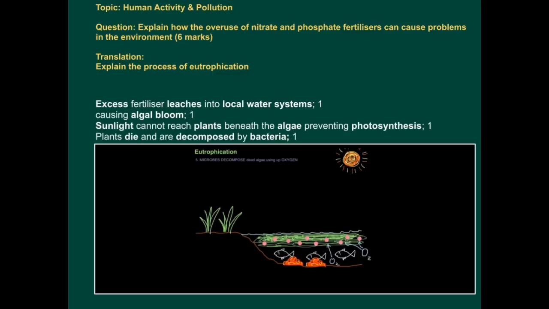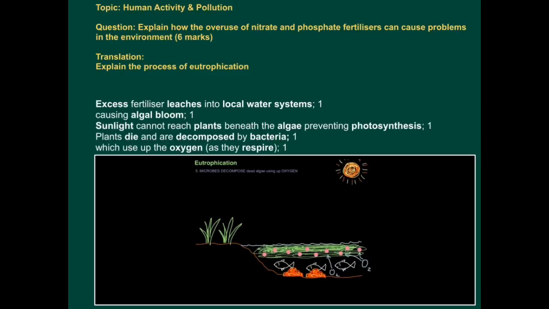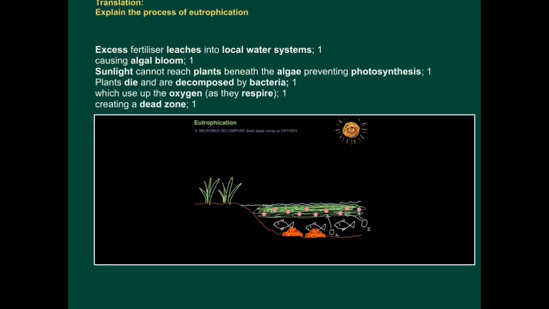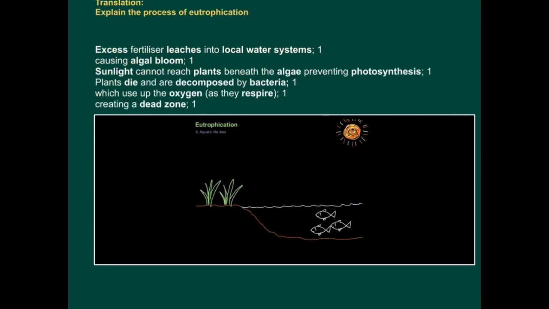These bacteria start to break down these dead plants and plant matter. And to do this, they have to carry out respiration, which requires oxygen. So the plants die and are decomposed by bacteria, which use up the oxygen in the water as they respire. And this creates a dead zone. In other words, an area where there's no oxygen, so no aquatic life can survive. So that's why these fish are dying.